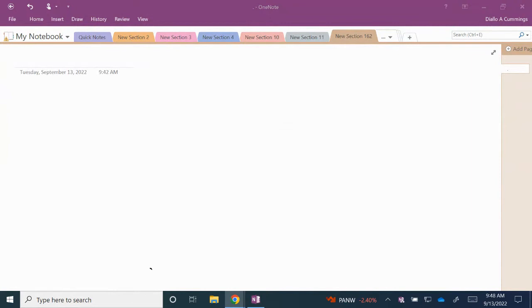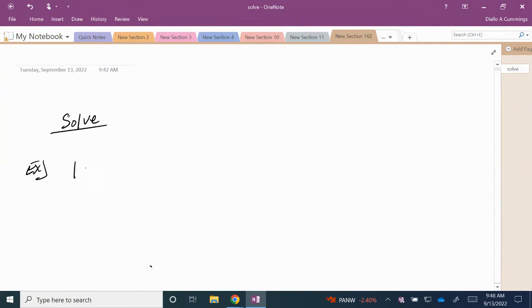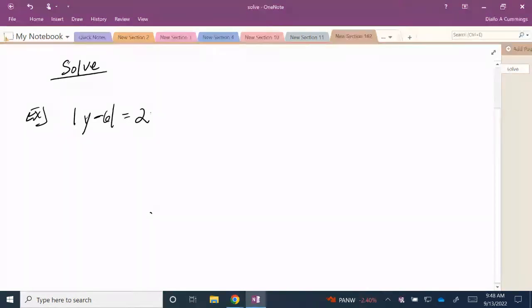All right, so this very first example we're going to take a look at is actually similar to the first problem in section 2.3. And the directions are simply to solve. So we have the absolute value of y minus 6 is equal to 2.